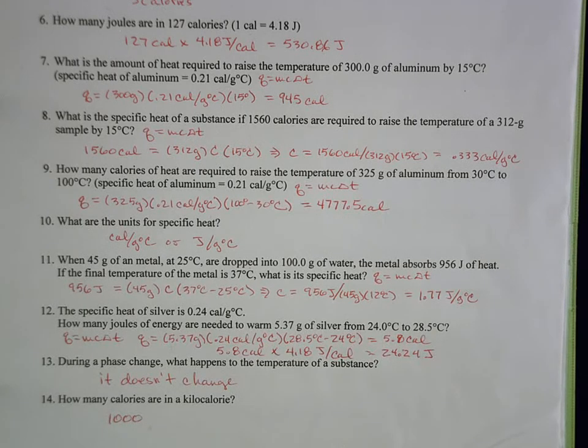Eleven is similar to question 8. Okay, it's just that we're in joules this time. So we have Q, 956 joules. We go from 25 to 37, so the delta T would be 12 degrees. Mass of 45 grams. So 956 joules divided by the grams divided by the 12 degrees Celsius gives us our specific heat. Note that the units, joules per gram degree Celsius, that's what we had in question 10.